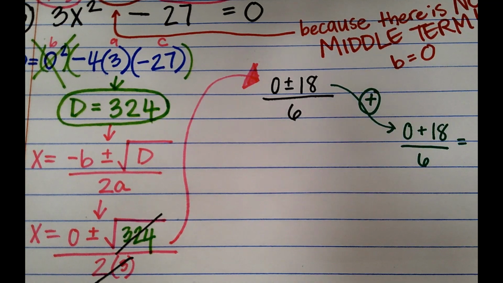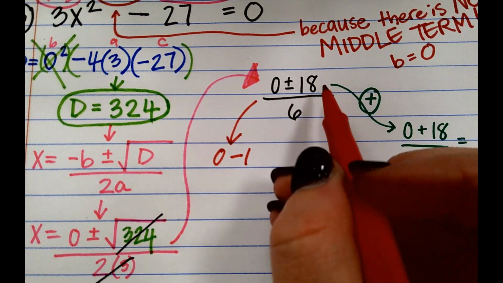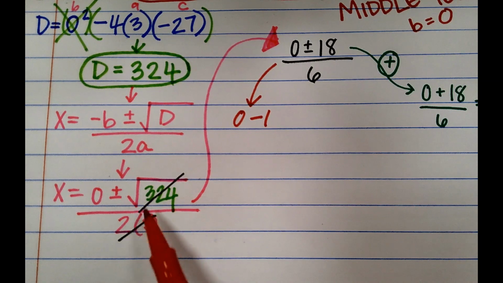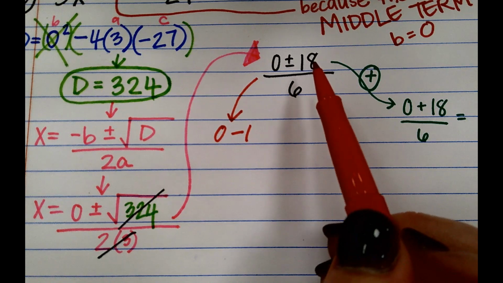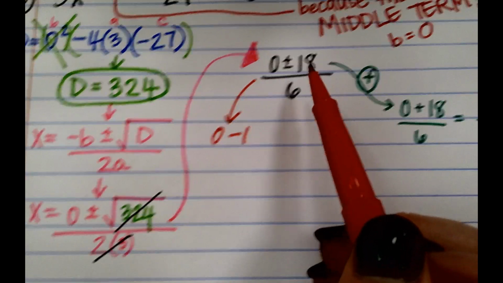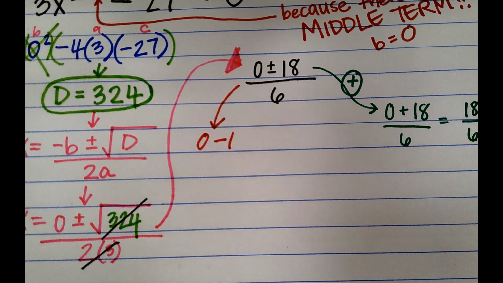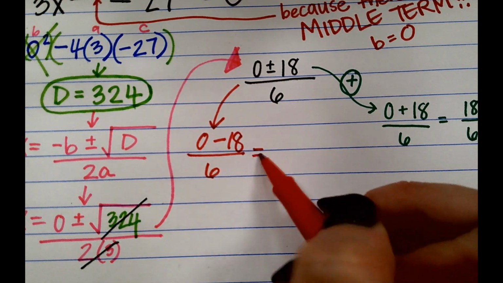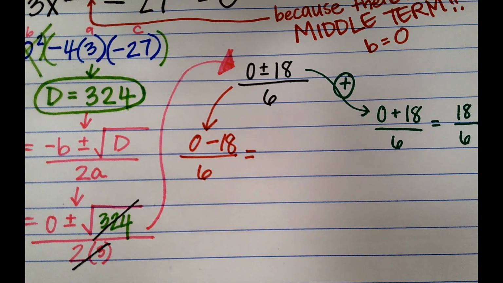Then you do 0 minus 18. 0 minus negative 18. Is it negative 18? Let's look back. We did the square root of 324, and that was positive 18 or negative 18? Positive. Okay. So we just did 0 plus 18. Now we're going to do 0 minus 18, over 6. So what is 0 minus 18? Negative 18. Good.